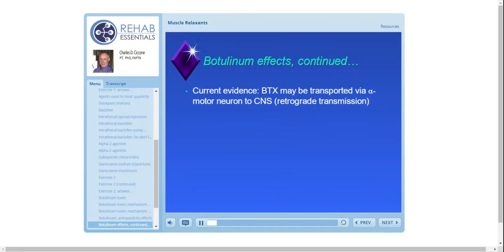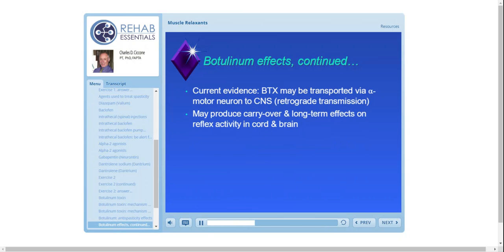Now, other effects. The current idea is that botulinum toxin, as it enters the presynaptic terminal, may actually be transported upstream through the alpha motor neuron via retrograde axoplasmic flow into the central nervous system. If this happens, we may see more of a carryover or long-term effect. In other words, it may have a more lasting effect on excitability and reduce excitability. And this idea is still experimental or theoretical to some extent, but it is a possibility.